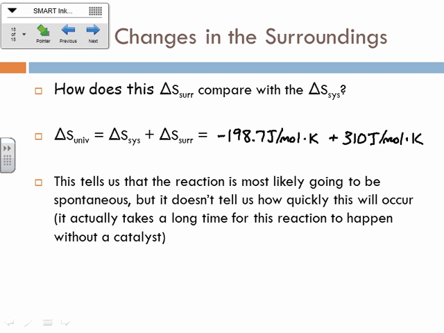Okay, so what that tells me is the overall entropy change in the entire universe is 111.3 joules per mole times Kelvin, okay? And actually, it tells us this reaction is spontaneous, but it is just barely. So what that means is this reaction happens very, very, very, very slowly over time, unless you do something to speed it up. And we actually talked about this reaction before.